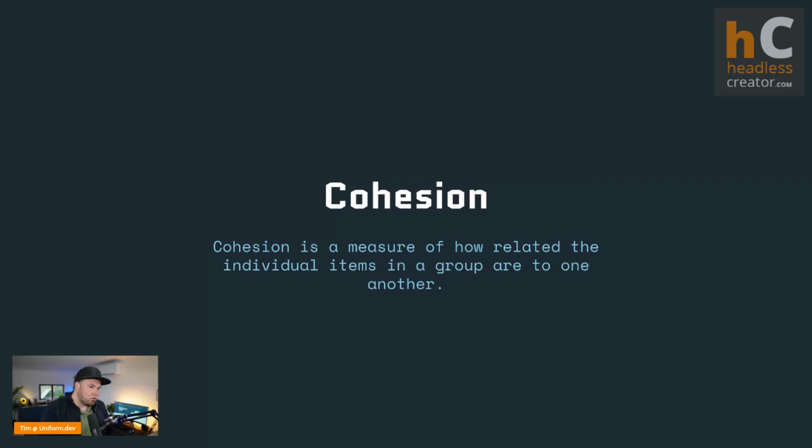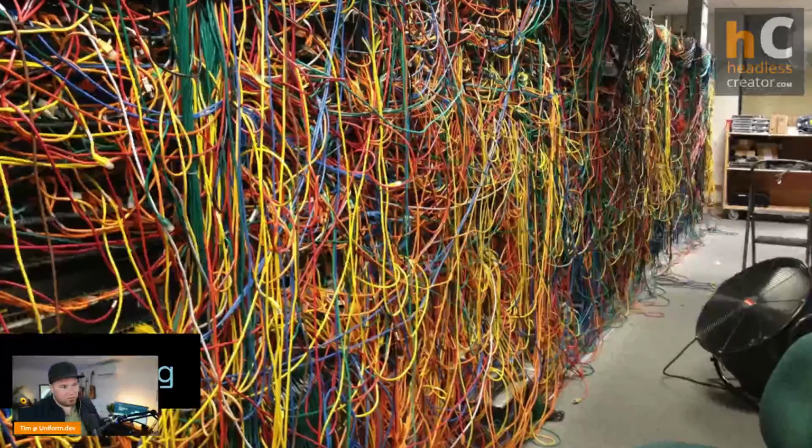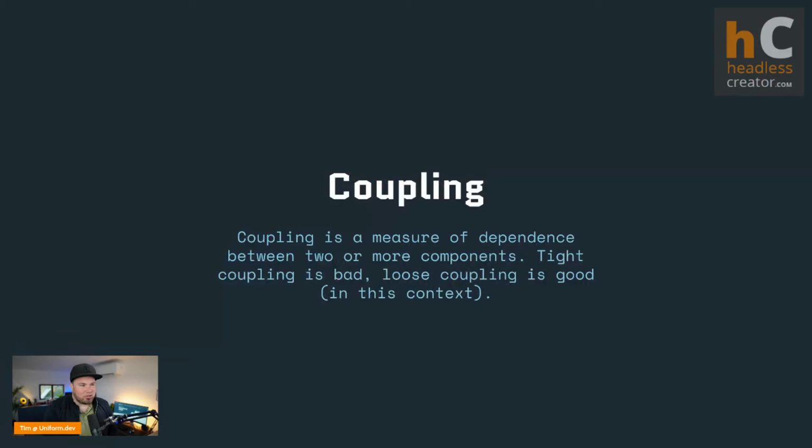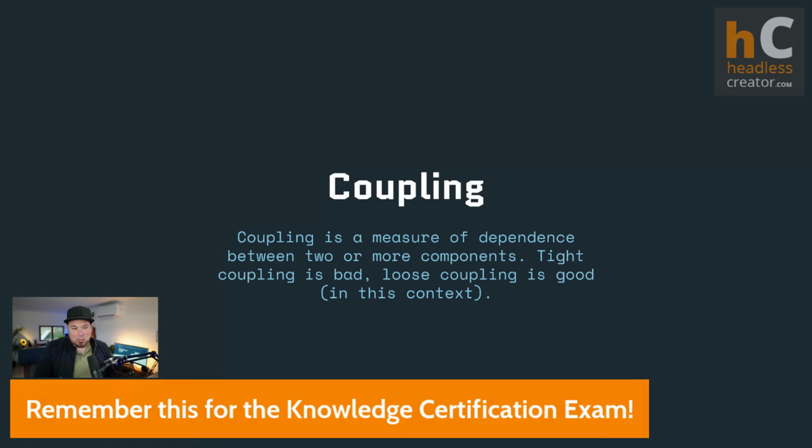Now let's talk about coupling. I love this image. This is a pretty tightly coupled system. I also love that there's an air fan on the side that is completely futile, because that's obviously not going to do anything. But aside from the image, let's think about what coupling actually means. Coupling is a measure of dependence between two or more components. Tight coupling is bad and loose coupling is good.